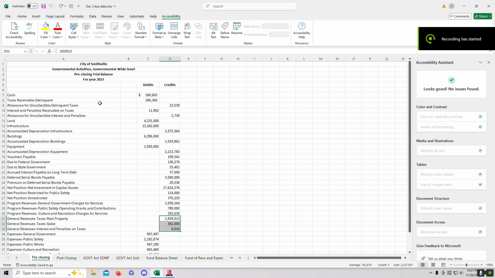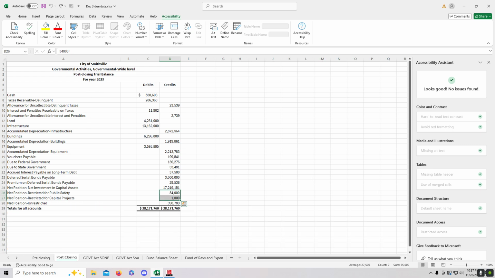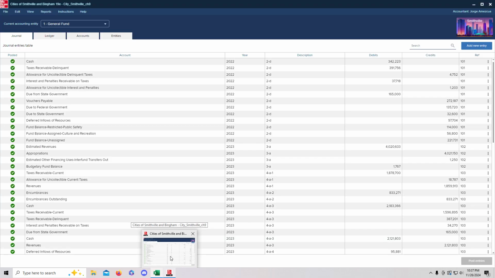Hello, my name is Jorge Mesqua, and this is the final part of the City of Smithville project. For the pre-closing and post-closing trial balances, I got them from exporting the trial balances from the City of Smithville project.